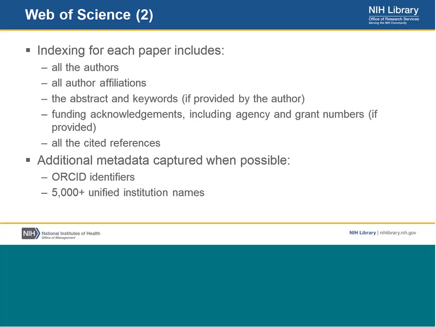Additional metadata that Web of Science tries to capture whenever possible are ORCID identifiers, and then they have over 5,000 unified institution names. So if you're searching and you use the Organization Enhanced feature, which we'll be hearing about in later sessions, Web of Science has made a dedicated effort to go through and do some of the name cleaning on the institution names for you.